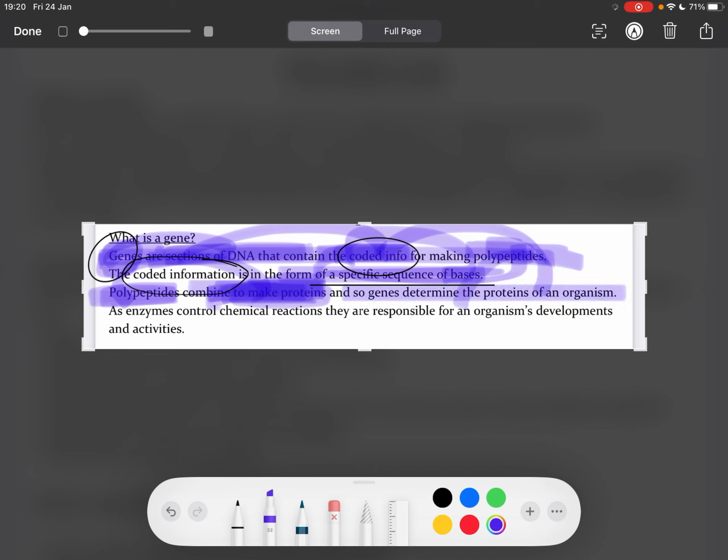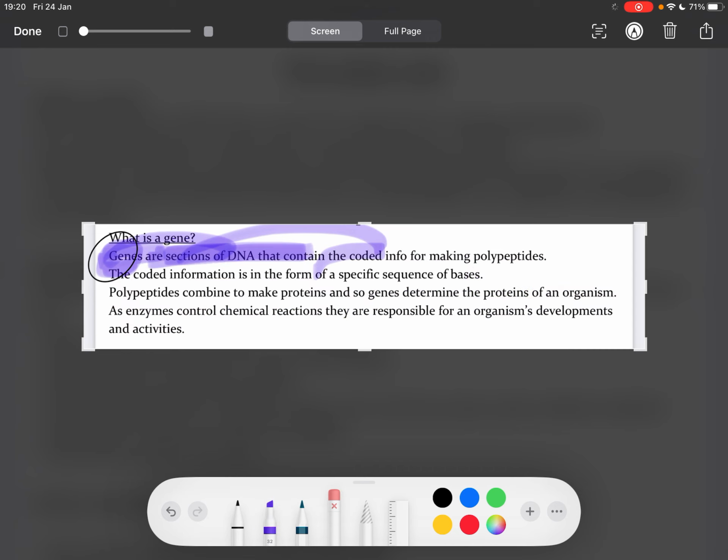That's why it's important for development, survival, and reproduction. And as enzymes are basically proteins, they control chemical reactions. They are responsible for an organism's development and activities. So that's one of the main functions of the DNA. Would you like to repeat it with another color, or let's just use the same another color?